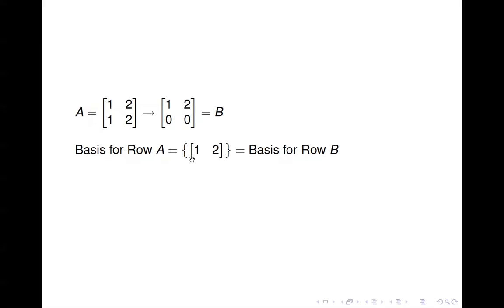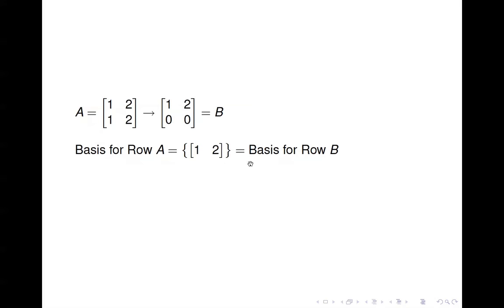Right, if we were using the theorem, we would get A in echelon form, which we have here, and take the non-zero rows of that matrix. Well, the non-zero rows is just that row 1, 2. So either way you look at it, you end up with this basis for the row space of A.